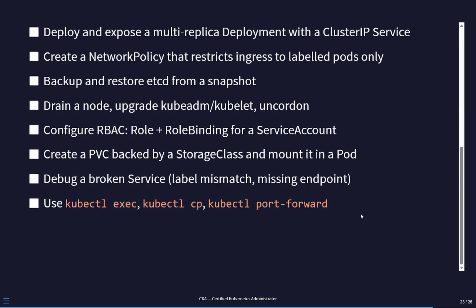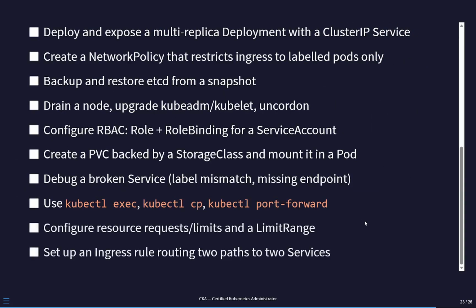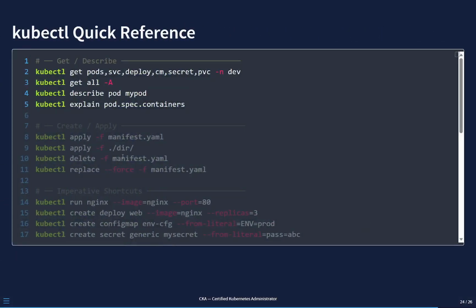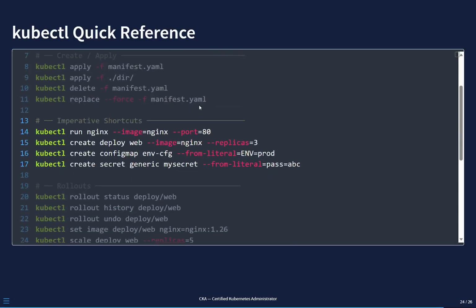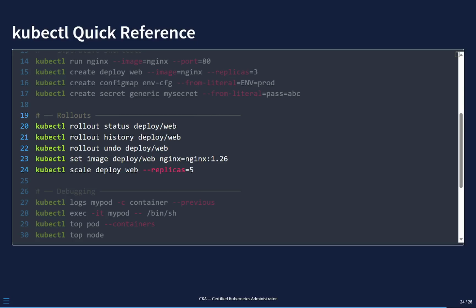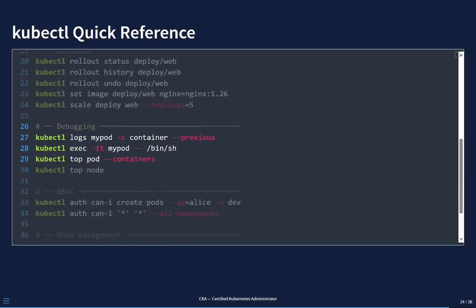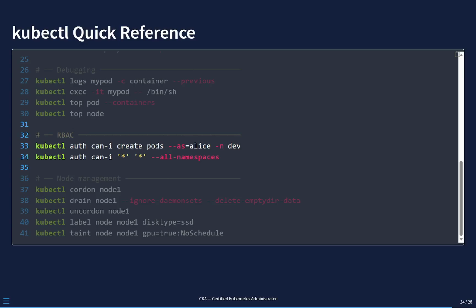This slide is your kubectl quick reference. Bookmark it. Put it up on a second monitor while you study. The commands are grouped by category. Get and describe, your diagnostic workhorse. Create and apply, manage manifests. Imperative shortcuts, fast resource creation without writing YAML. Rollouts, managing deployments. Debugging: logs, exec, top, port-forward.